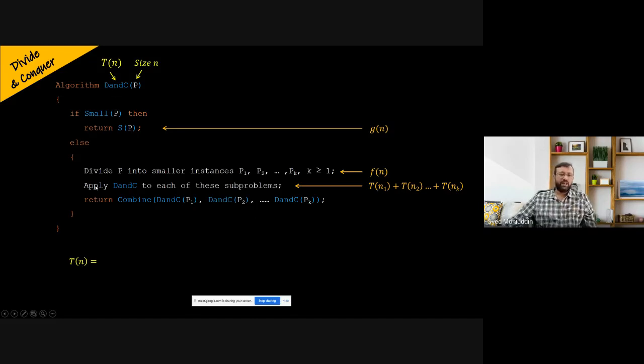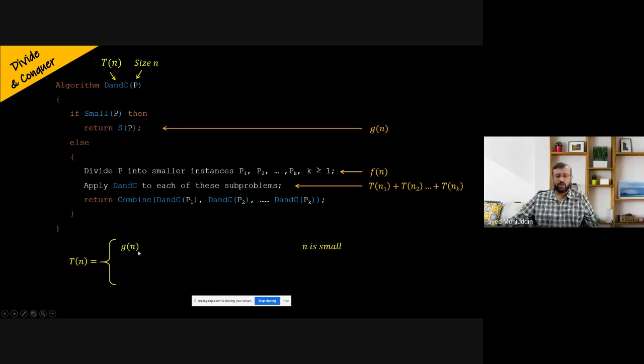So for the entire algorithm of divide and conquer, the time taken is T(n). T(n) will be the sum of g(n), f(n), T(n1), T(n2), up to T(nk). But here we have g(n), f(n) and T(n), and the summation part will work if the problem is large, and the return solution will work if the problem is small. So if the problem is small, we have g(n).